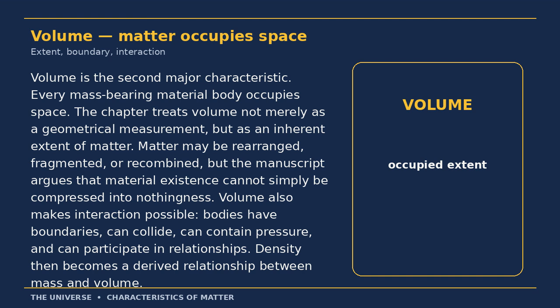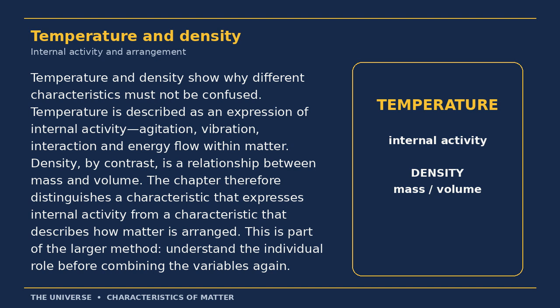Temperature and density show why different characteristics must not be confused. Temperature is described as an expression of internal activity, agitation, vibration, interaction and energy flow within matter. Density, by contrast, is a relationship between mass and volume. The chapter therefore distinguishes a characteristic that expresses internal activity from a characteristic that describes how matter is arranged. This is part of the larger method. Understand the individual role before combining the variables again.